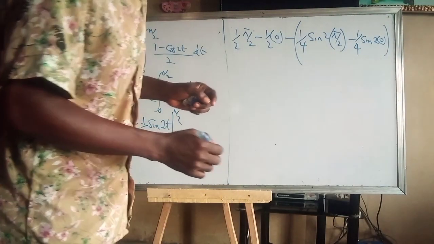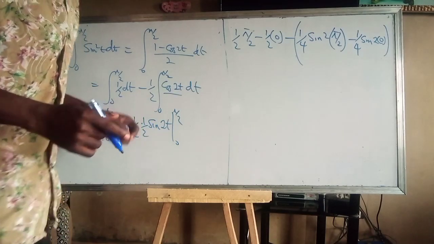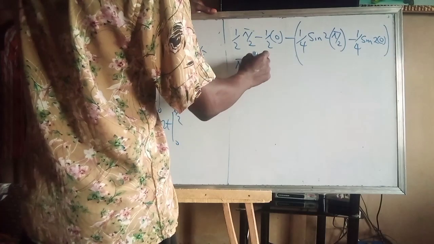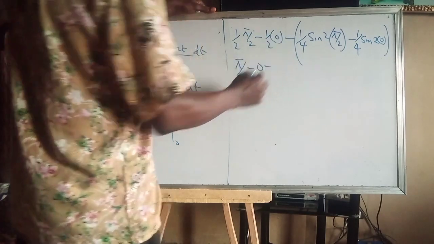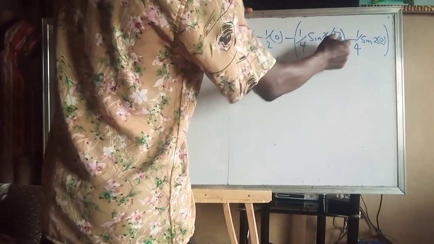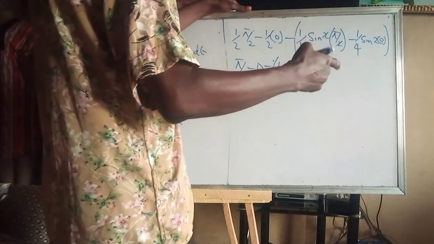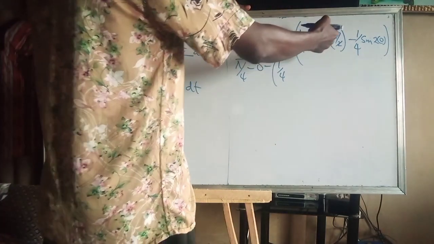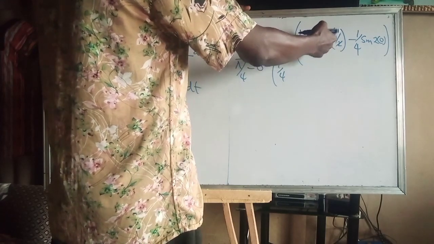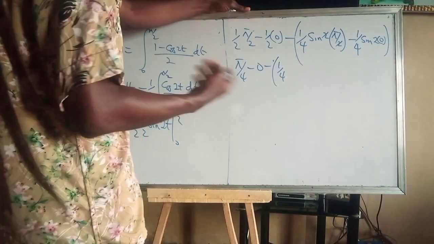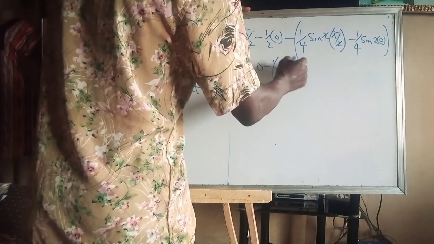Okay? I hope you are getting that. Beautiful. So that would now be pi all over 4 minus 0. Then minus, bracket 1 over 4, multiplying this, you have sine pi. Sine pi is in the second quadrant, and pi is 180, and sine 180 is 0. So everything here will be 0.